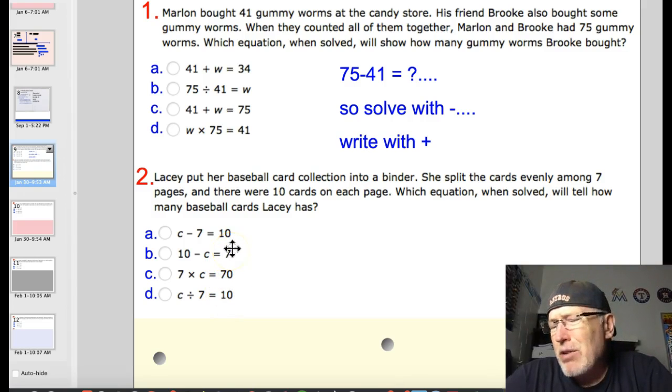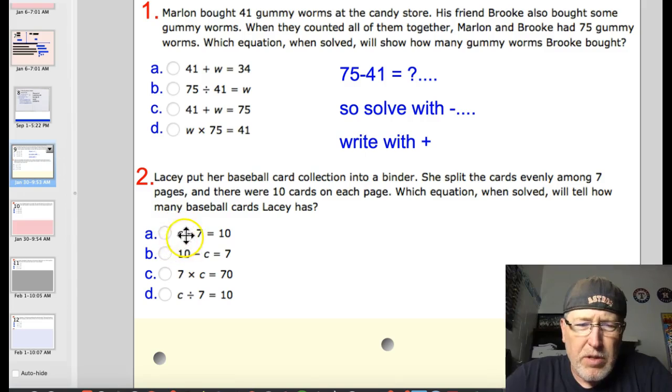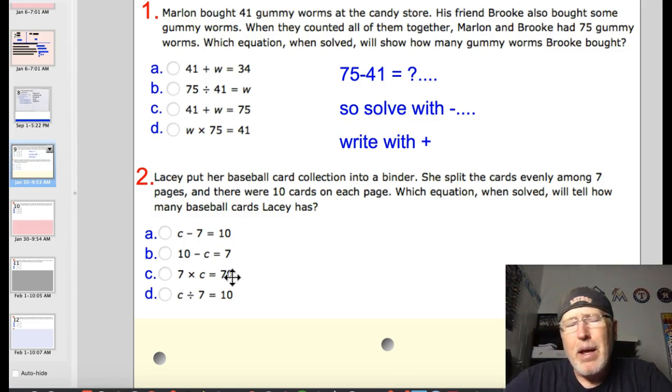Let's just see how silly some of these other ones sound. Here's her card collection. She subtracts 7 cards and she has 10. What? No. 10 cards, and we're going to subtract her collection, and there's 7 left over. What? 7 pages times the number of cards in her collection equals 70? What? Did you drink your chemistry set? There's something wrong with you. No, I'm teasing. Yeah, they just don't make sense. And the reason why they don't make sense is because I'm putting in what that variable means, and that's why it's so important to establish that.